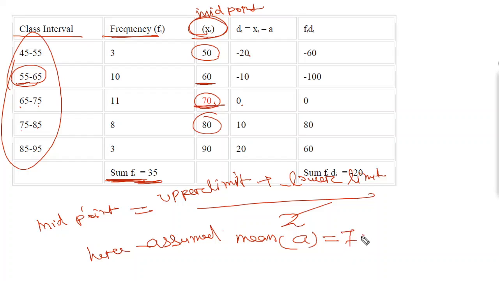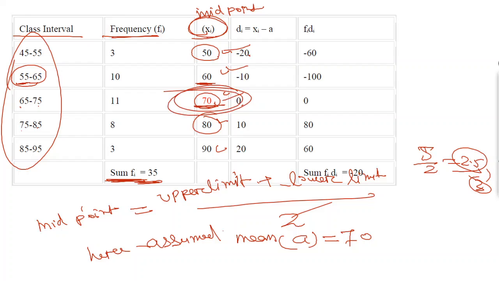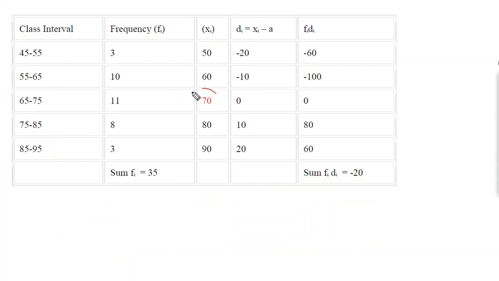Why 70? You can see here 1, 2, 3, 4, 5 data is here. So 5 by 2 equal to 2.5. Next whole number is your 3. Therefore first, second, third, this one will be your assumed mean. So we have found the assumed mean. After writing this much, we will move to the table.